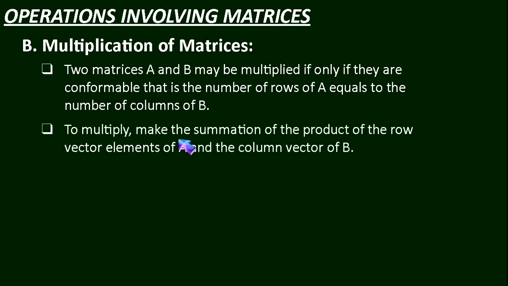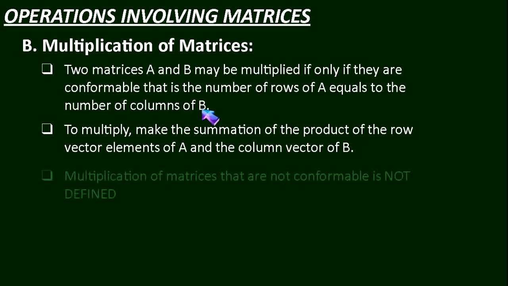So, to multiply, we have to take the summation of the product of the row vector elements of A and the column vector of B. Ito yung first element natin, ito yung second element natin. So, ganyan yung gagawin natin in multiplication. So, kailangan parehas yung number of rows nung ating first matrix sa column nung ating second matrix.